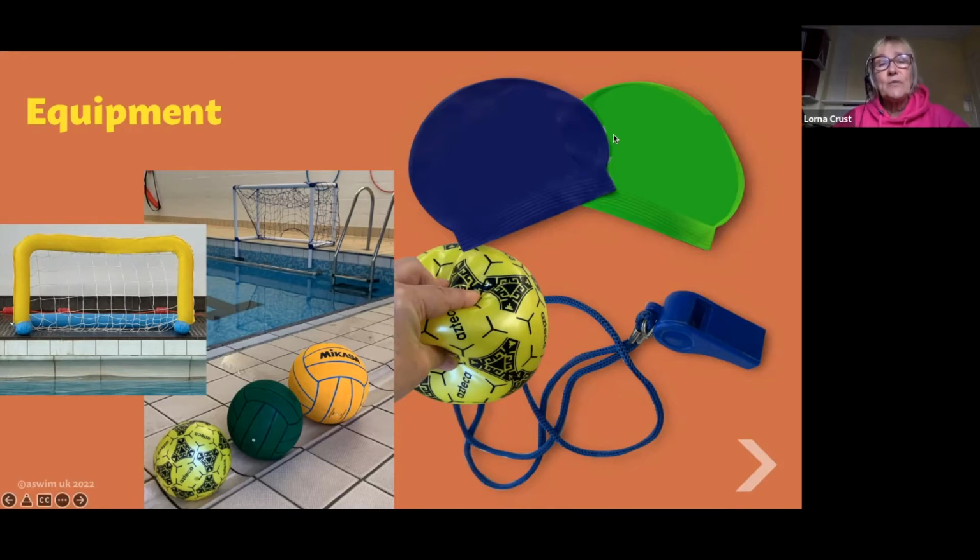Water polo balls, you can see here I've got 3 on my pool side. The yellow one at the top is a size 5, a proper water polo ball, quite hard, quite unforgiving for those people who are learning the basic skills. Then we've got the mini water polo ball, which is the green ball in the middle, which is smaller and easier to handle because of the smallness, but it's still quite hard in texture.